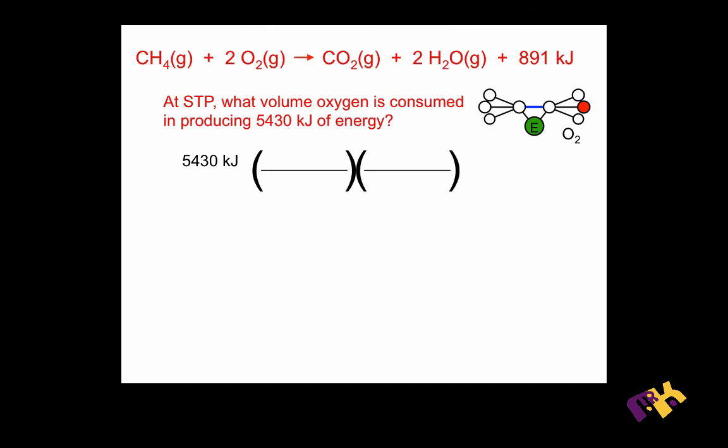We need to get to the volume in liters of oxygen. All right, so we start with our energy, 5,430 kilojoules. We know from the balanced chemical equation that for every 891 kilojoules, there would be 2 moles of oxygen consumed. Right? Because in our balanced chemical equation, it's a 891 kilojoules to 2 moles of oxygen ratio.